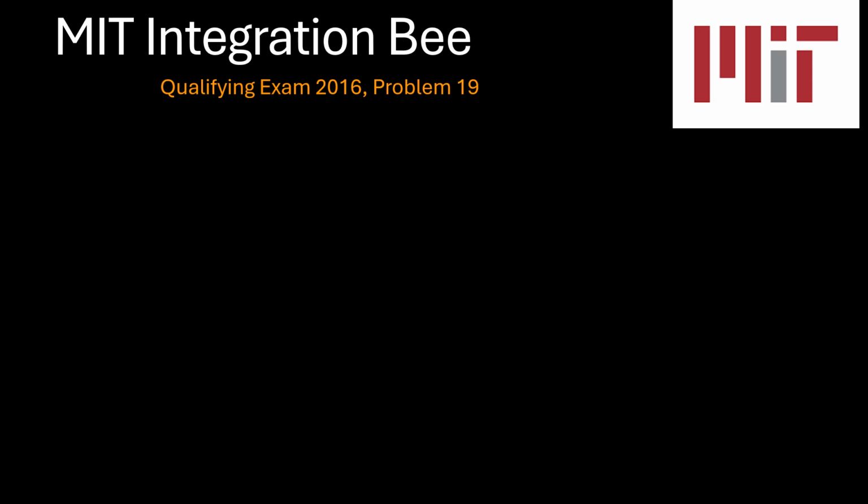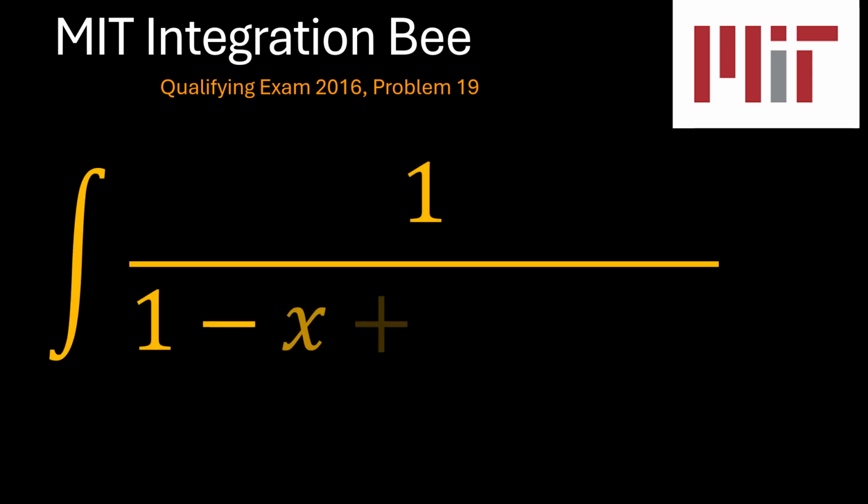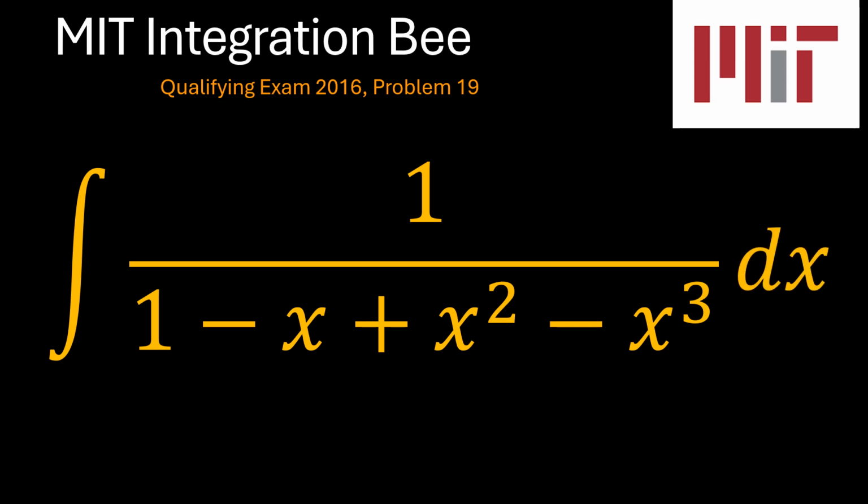Today we are looking at problem 19 of the MIT Integration Bee Finals Exam 2016, which is the indefinite integral of 1 over 1 minus x plus x squared minus x cubed. This is actually fairly easy, but let's see how we may be able to solve it.